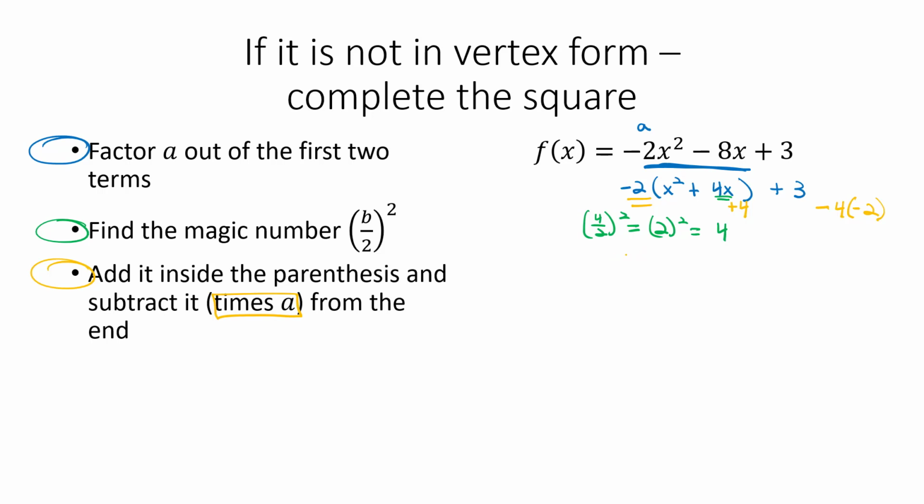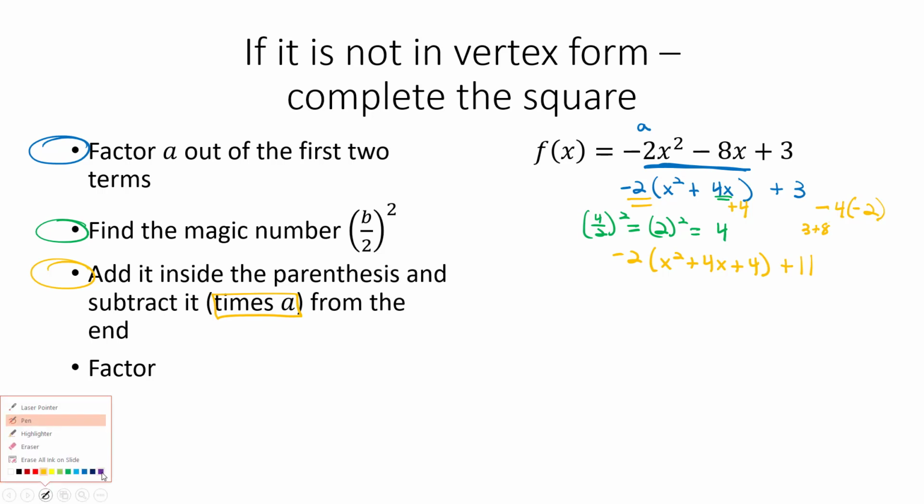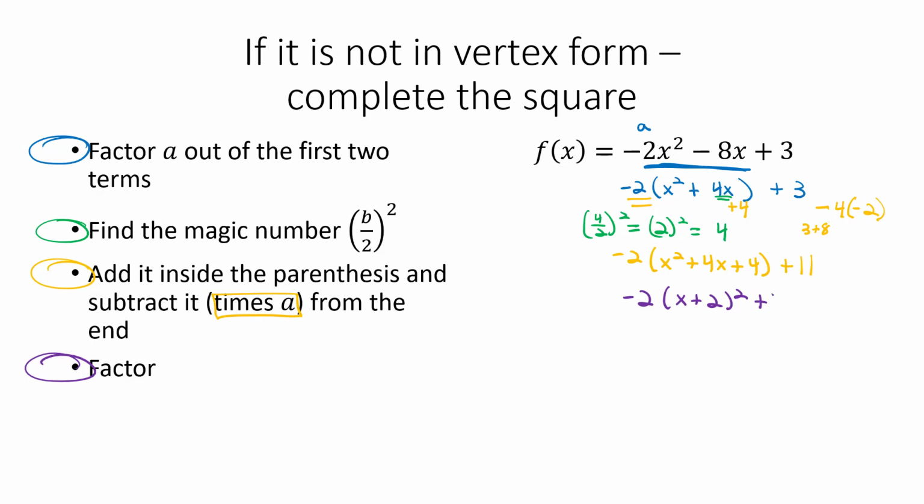So now when I do that, I've got negative 2 times x squared plus 4x plus 4. And then negative 4 times 2 is positive 8. So we've really got 3 plus 8, which is a positive 11. Now we're ready to factor my problem. So we have negative 2 times x plus 2 squared. We should be really good at factoring that perfect square plus 11.